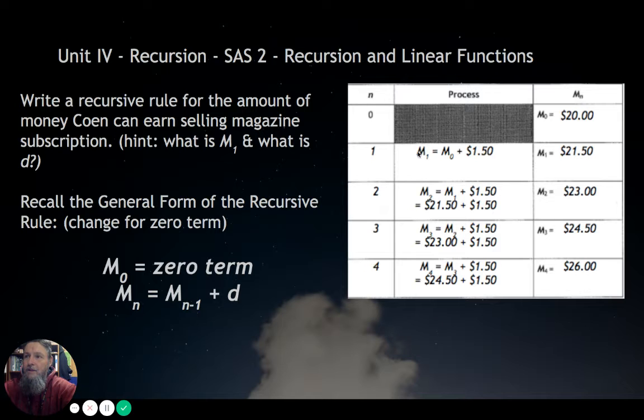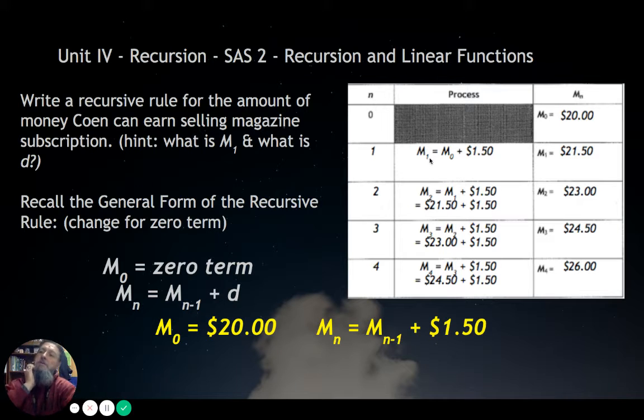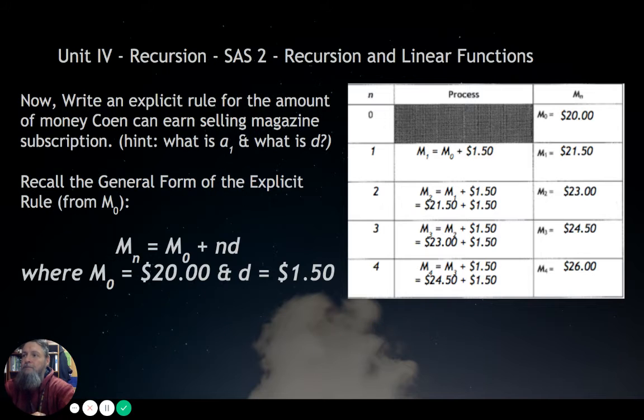So what do you think that term is? You see it? This should say equals 20 plus $1.50. That's exactly what it is. M subscript 0 is $20 because that's given in the table. And M subscript N equals M subscript N minus 1 plus $1.50, which is almost given in the process. You just change the 1 and the 0 to N and N minus 1, and you would have your recursive rule. That's the recursive rule.